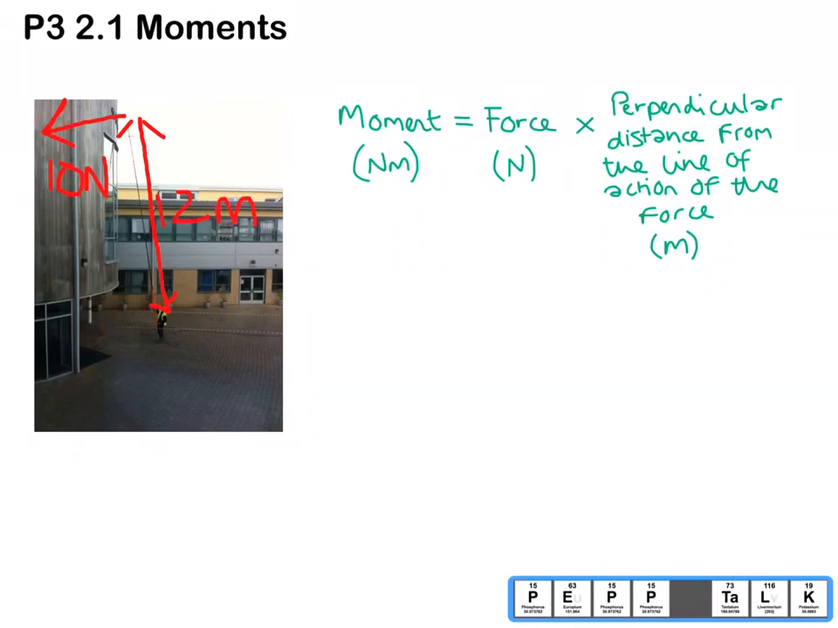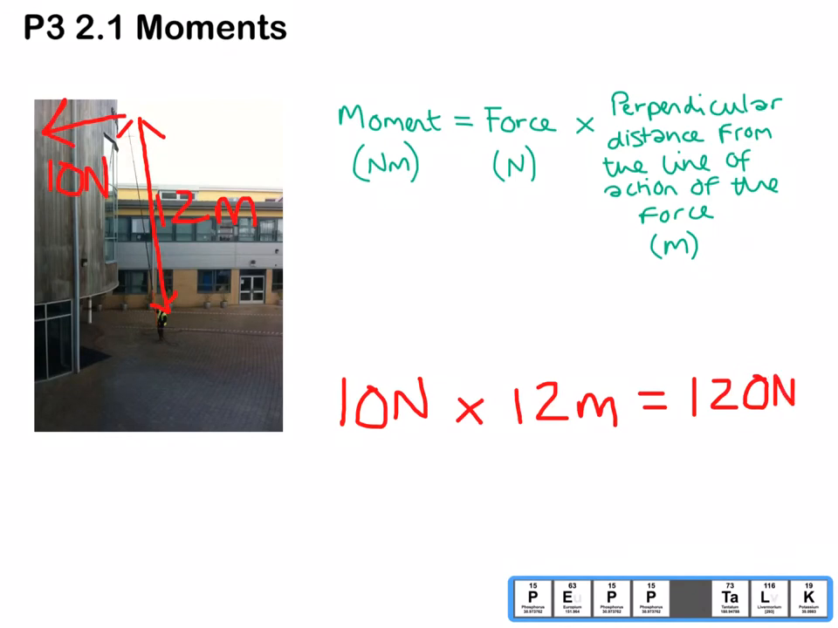So actually the calculation I need to do is the force, which was 10 newtons, multiplied by the distance, which was 12 meters. So you can see the size of that turning effect of the force, or the size of the moment, was actually 120 Newton meters.